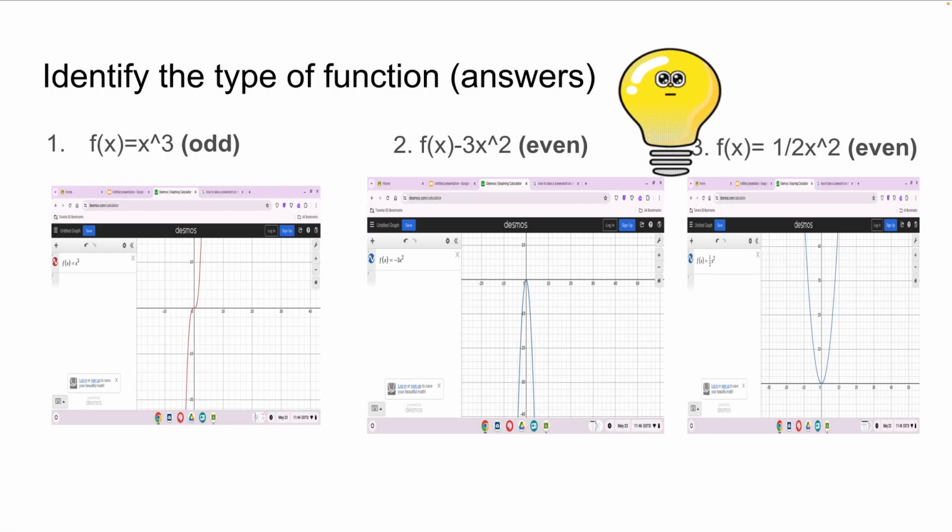Okay, hopefully for the first question, you got odd. It's an odd function due to the odd exponent. You can also look at the graph. That's what an odd function looks like. For number 2, it's an even function due to the even exponent, 2, it's an even number. And it looks like a parabola. And number 3, again, an even function due to the even exponent. Again, it looks like a parabola. There we go.